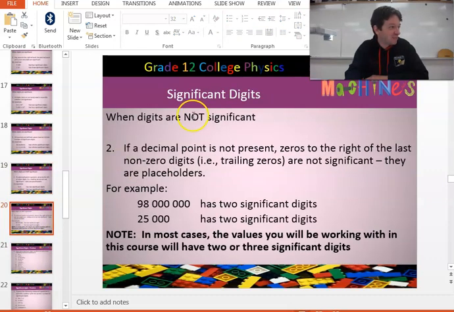Okay, let me just say this one other example, and then we'll stop. Right? So if you have, say, 25,000, again, these zeros do not count. Any zeros to the right of the last non-zero digit do not count. Unless, of course, it was a decimal. If it was 25.000, that's one of the rules where it counts. Right? So I'm going to stop there.